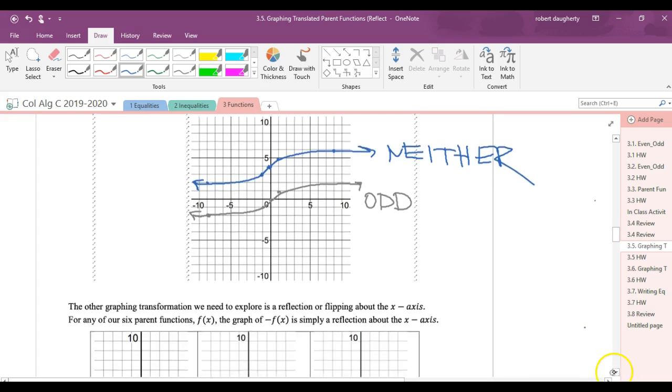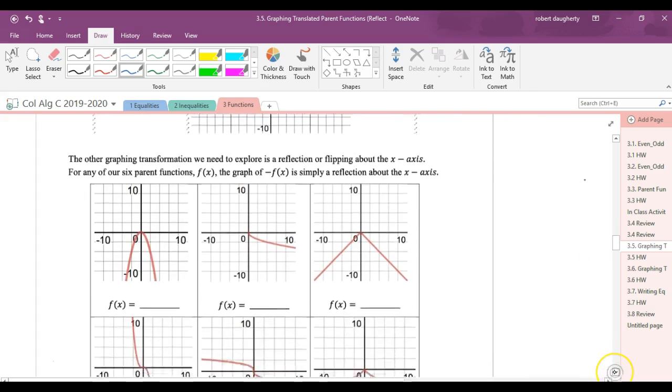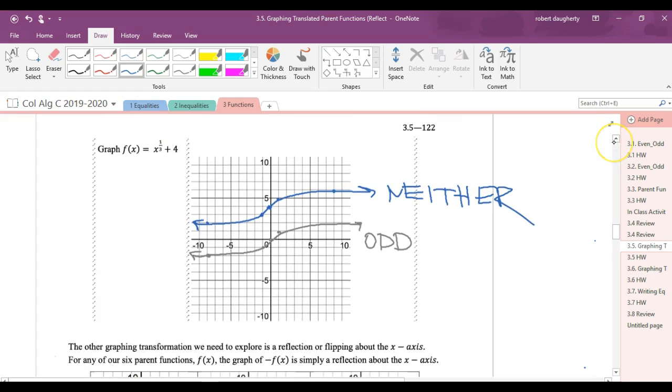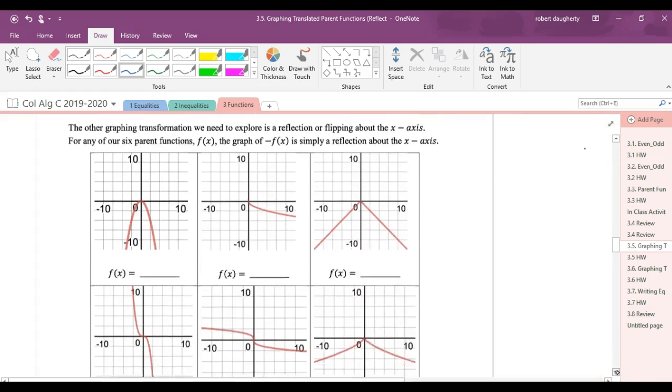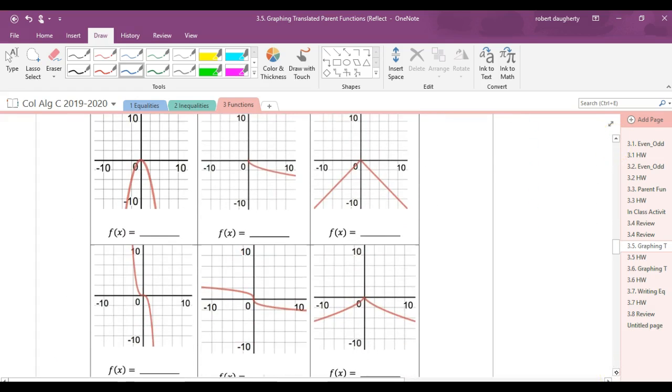So that's part one of what we're doing today. Part two is taking these functions and reflecting them. You're in luck because this is just in time for the weekend. You only had 6 dance moves last weekend. What is this one? X squared.